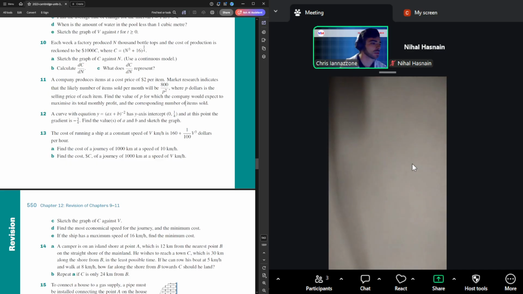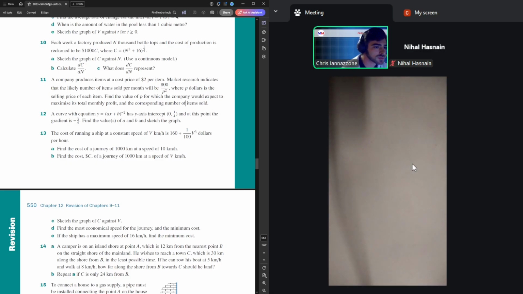Okay. Cost price $2 per item. Number of items sold per month is given by that equation. P is the sell price. Figure out what P would be best to maximize total monthly profit.